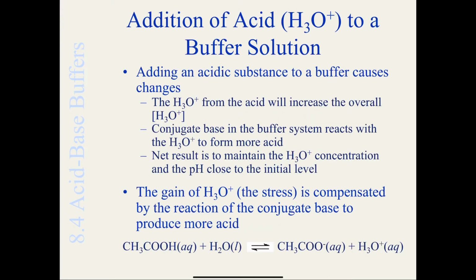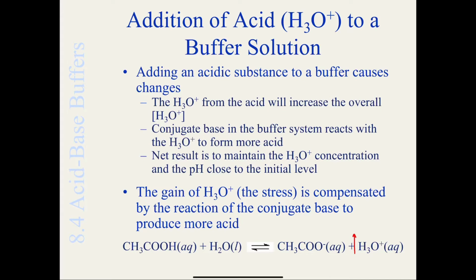Now, what would happen if I was to add a strong acid or hydronium to my buffer solution? Well, adding an acidic substance to a buffer is going to cause the following changes. The hydronium from the acid that I'm adding will increase the overall concentration of the hydronium, right? I'm just increasing the number of hydronium ions. So that's more hydronium ions per volume of my buffer. Therefore, the concentration of hydronium is going to increase.